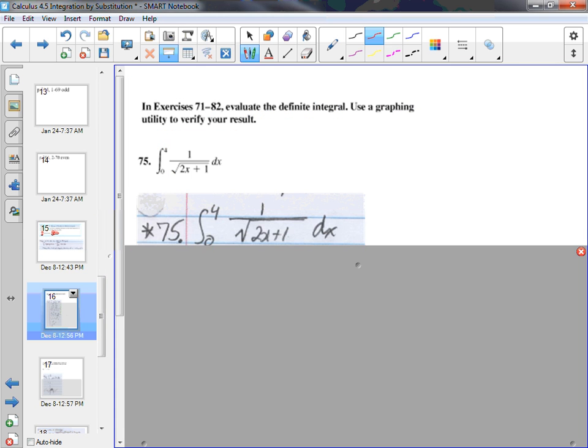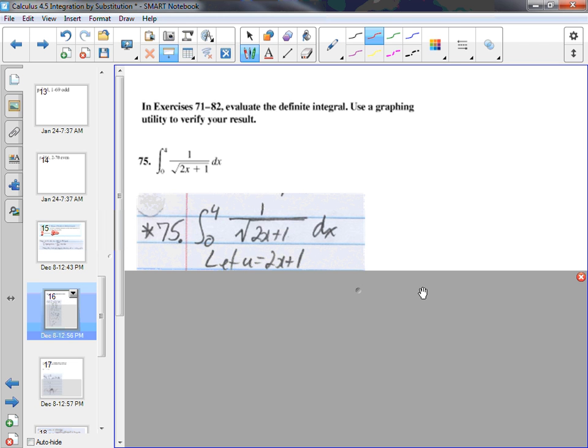Here's what I'm talking about. Number 75 on page 305, we have a definite integral, and we're supposed to evaluate it. So for a moment, let's ignore the definite part of this integral and do what we've been doing. If I'm going to change the variables here, what do you think u ought to equal? Yeah, I'm thinking 2x plus 1, because that's an expression with an exponent on it. So let u equal 2x plus 1.